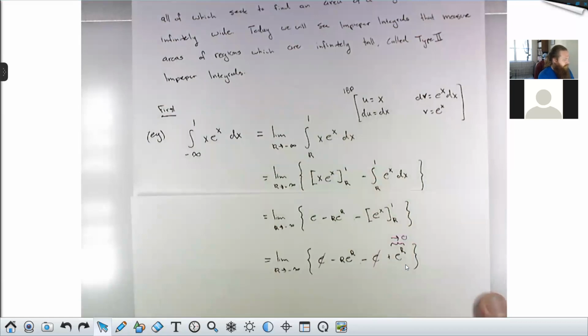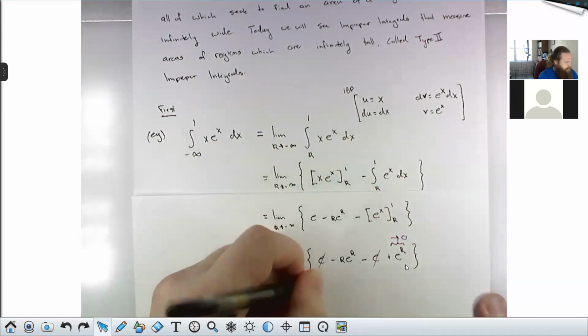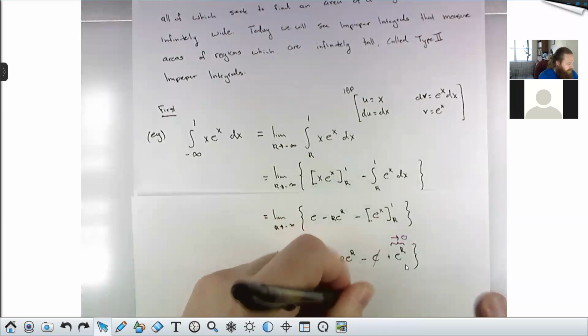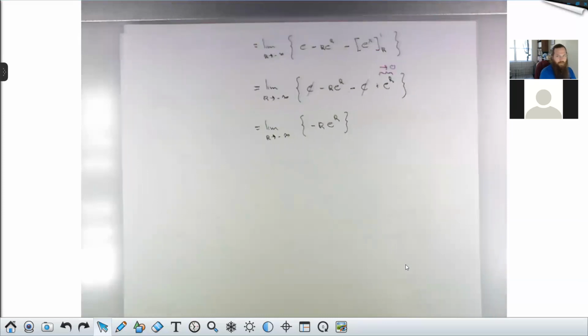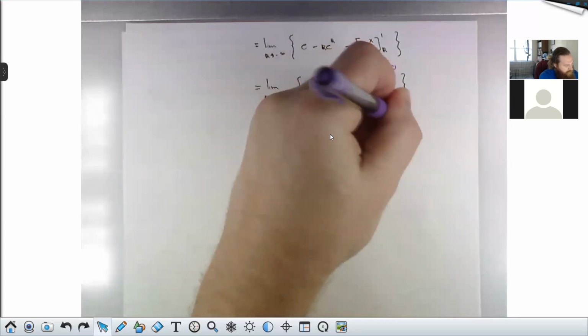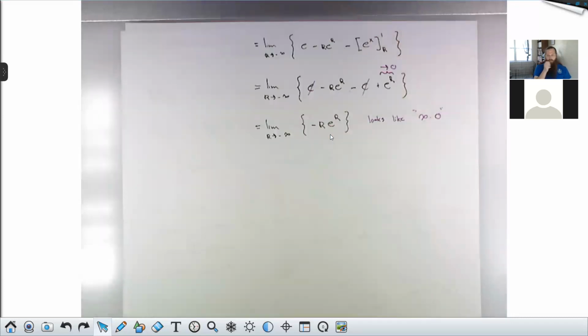Okay. So I'm left with the limit as r goes to negative infinity. The only thing that survives here is that negative r e to the r. And this is not obvious, so I want to pause for a minute and see if we remember how to handle this sort of stuff. We just said that this piece is going to 0, and this piece is going to infinity, right? As r goes to negative infinity, negative r goes to positive infinity. So this looks like infinity times 0. What is infinity times 0?